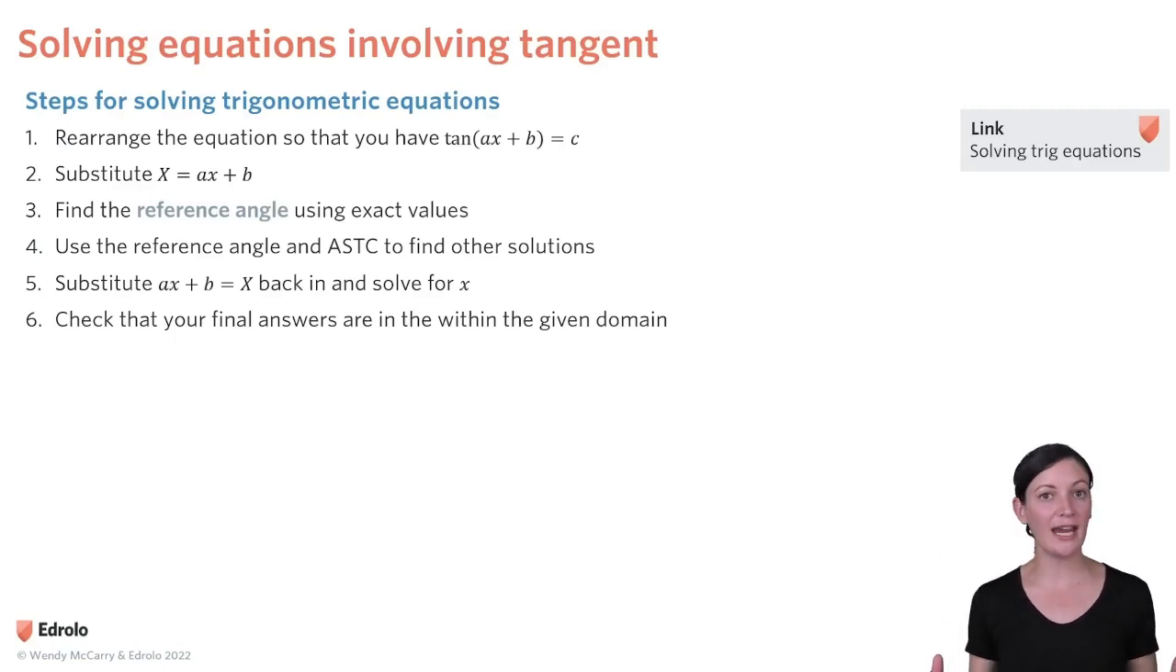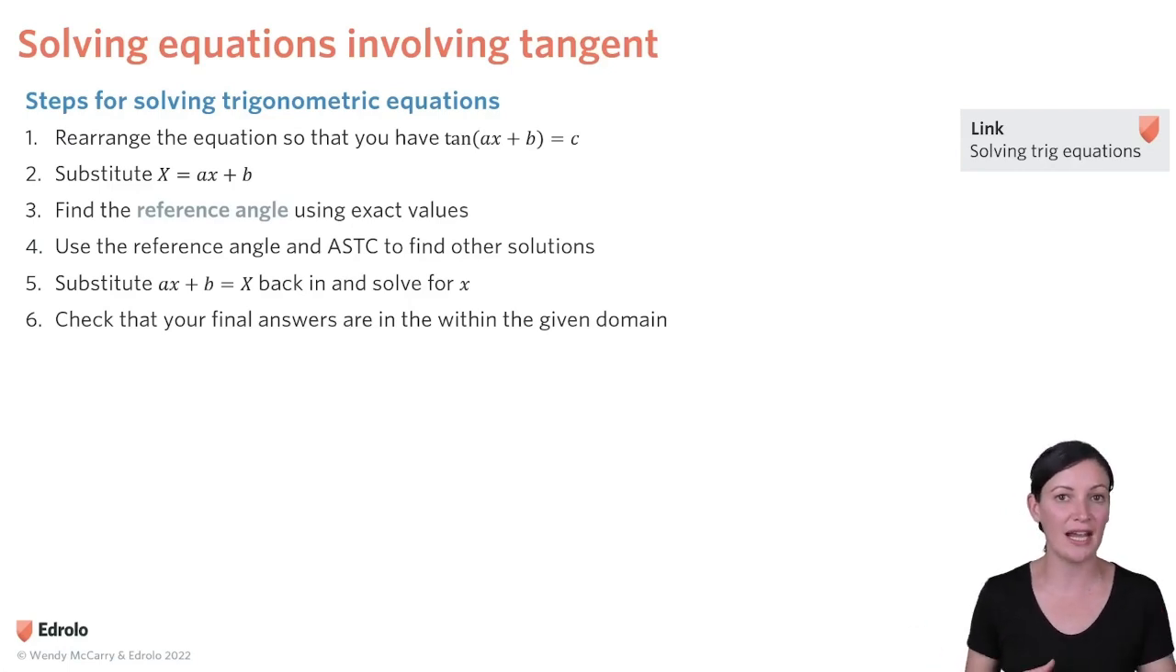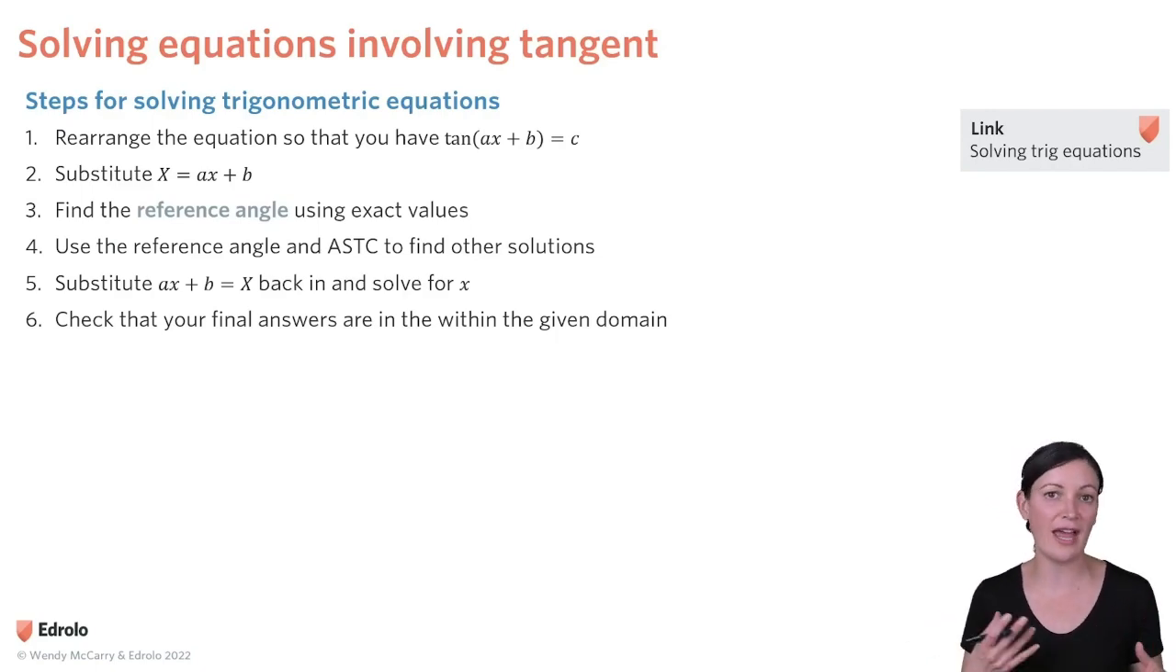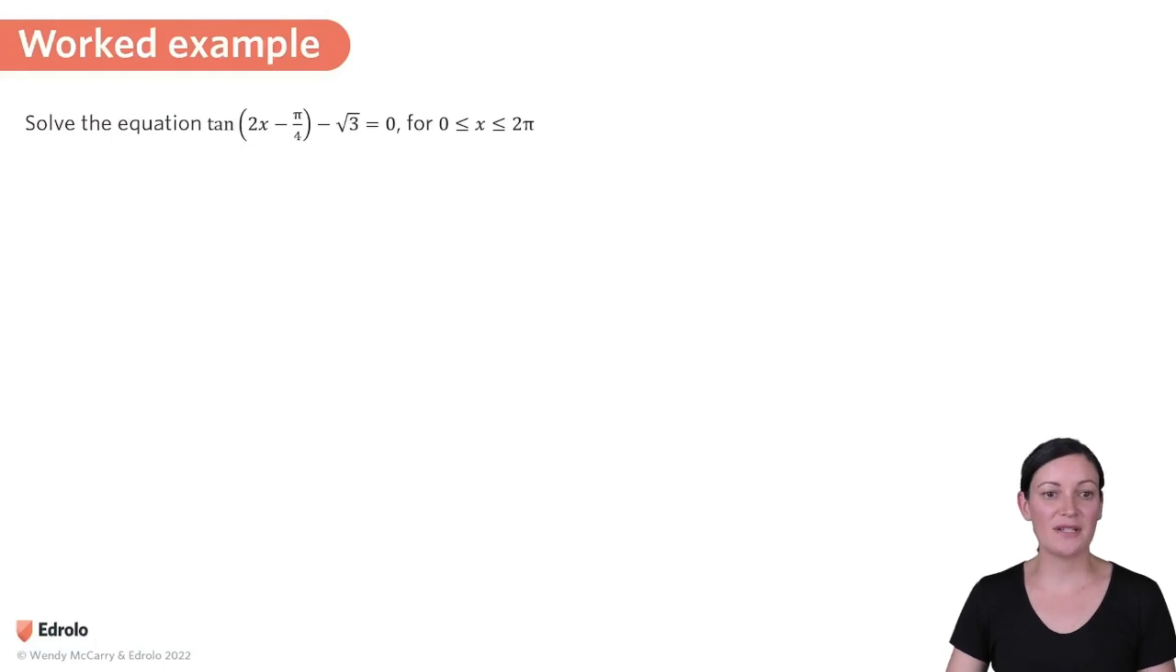And guys, we're not learning anything new here, okay? This is exactly the same steps that we had when we were solving equations that had sine and cosine in it. The only thing that we have to add in or remember here are some of our exact values for tangent, okay? So in this example, we're going to solve the equation tan of 2x minus pi on 4 minus root 3 is equal to 0. And we're looking for solutions for x in between 0 and 2 pi.